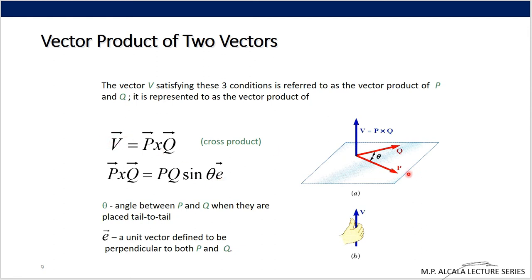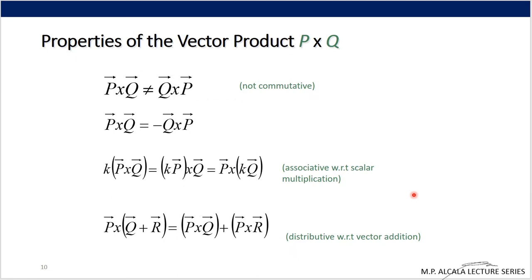Okay, some properties that you need to remember when you deal with the vector product, because this is very important for you to analyze and understand. The vector product is not commutative, but it is associative with respect to scalar multiplication.